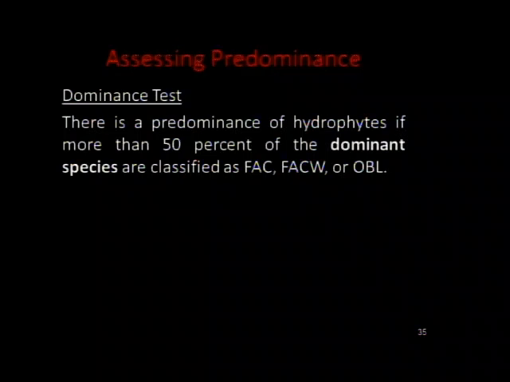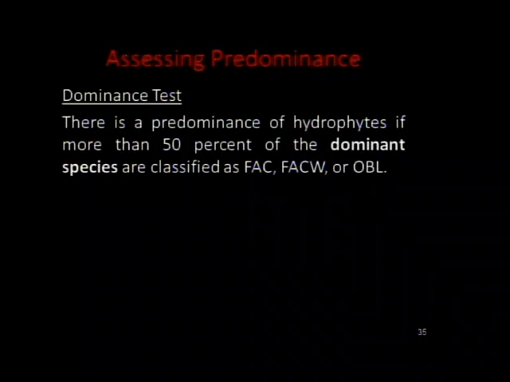Once we have determined which species are dominant, we are still not done. We must determine if the vegetation parameter has been met. Wetland vegetation is first assessed using the dominance index. According to the dominance index, there is a predominance of hydrophytes if more than 50% of the dominant species are classified as facultative, facultative wetland, or obligate.